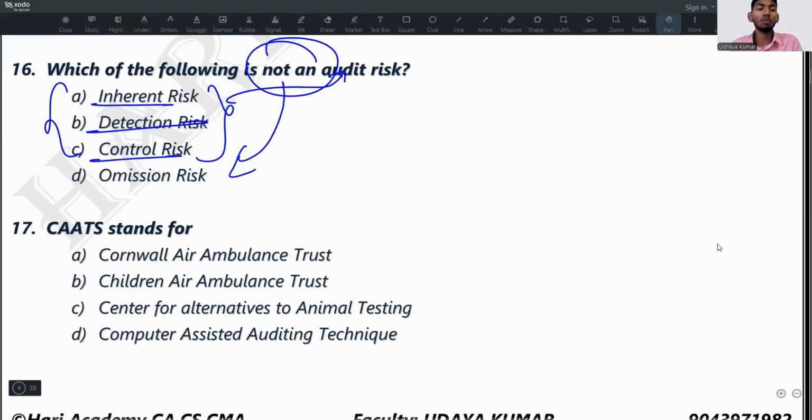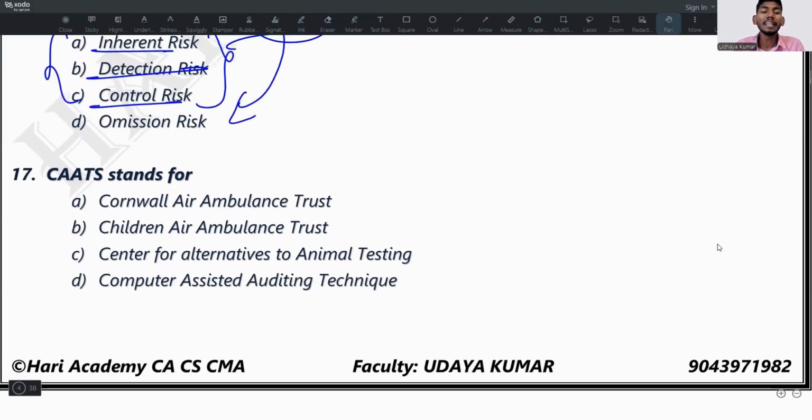Okay. So then moving to question number 17. CAAT stands for what? Option A, Conval Air Ambulance Trust, which is irrelevant in our subject. There is no term called Conval Air Ambulance Trust in our subject. Children Air Ambulance, nowhere is it. Center for Alternatives to Animal Testing. Is there any animal testing in our audit subject? No, nothing as such. So the last option is computer assisted auditing technique.